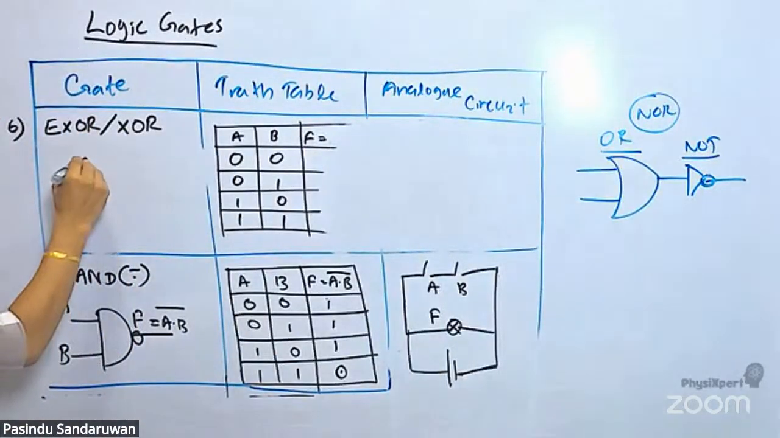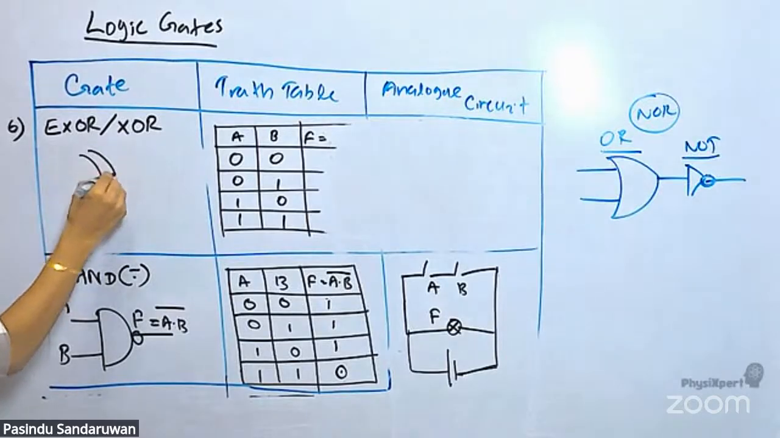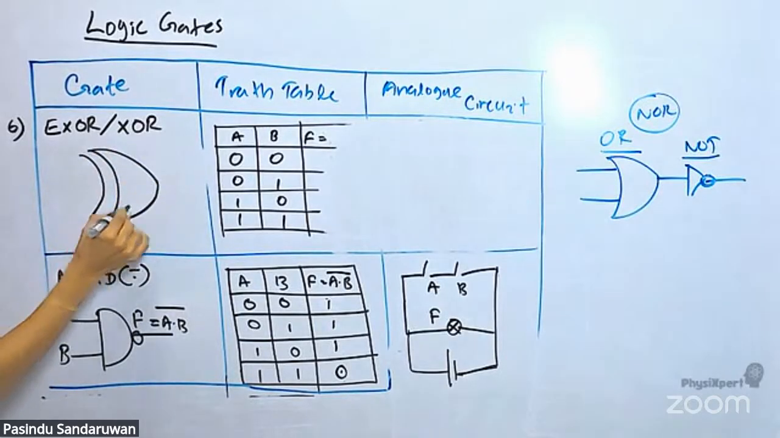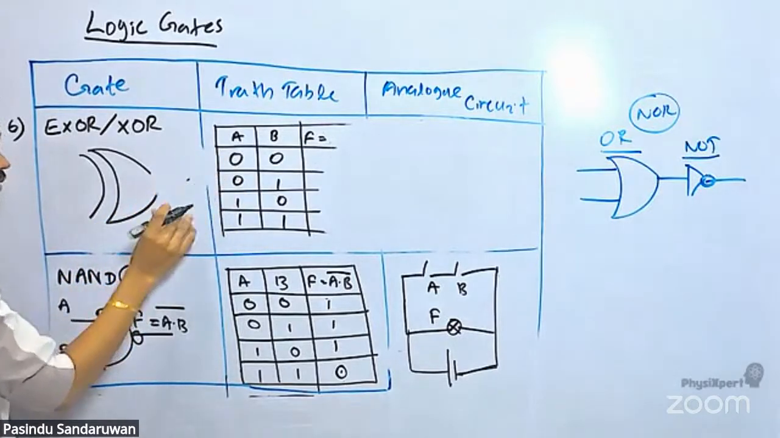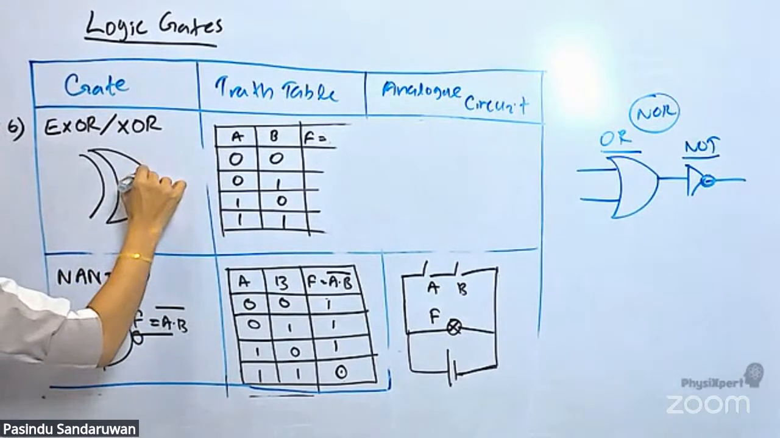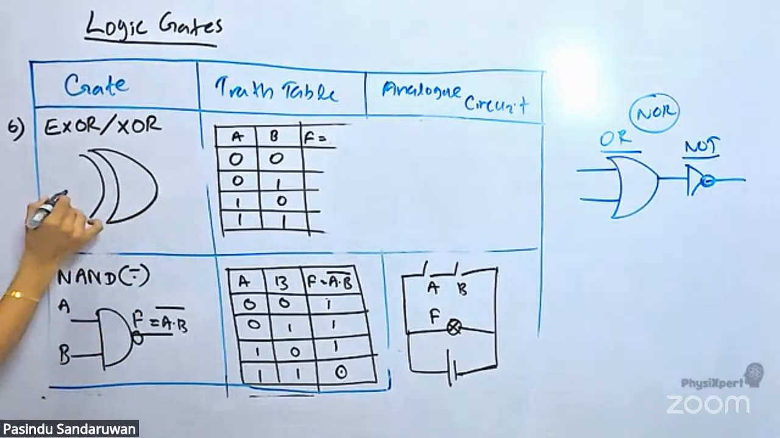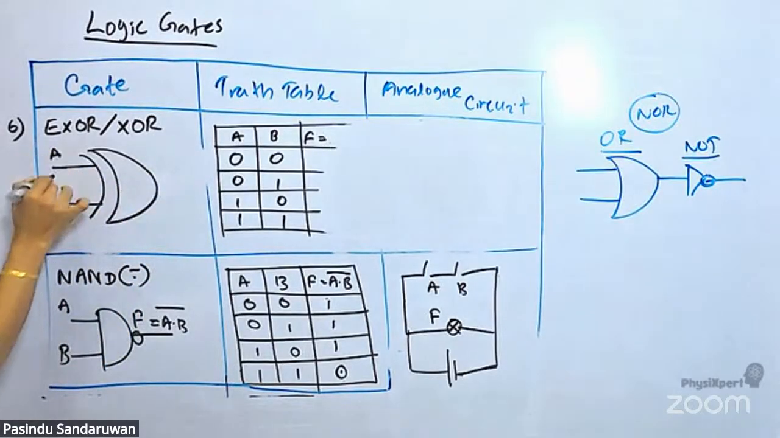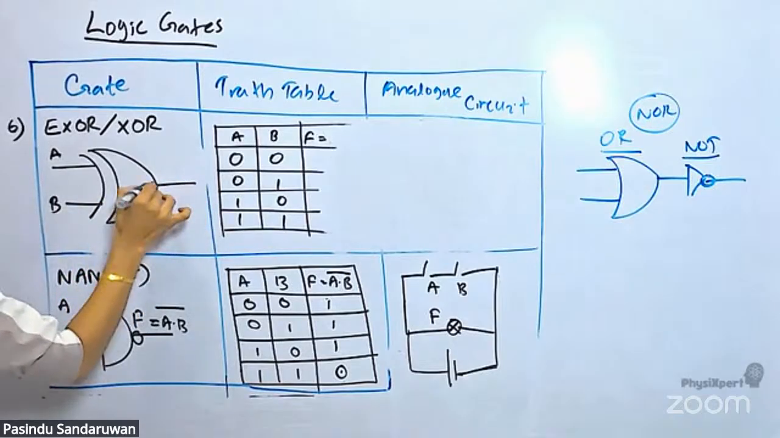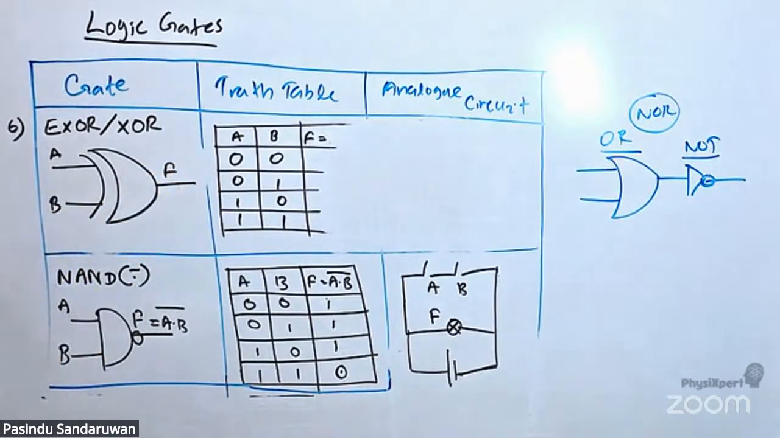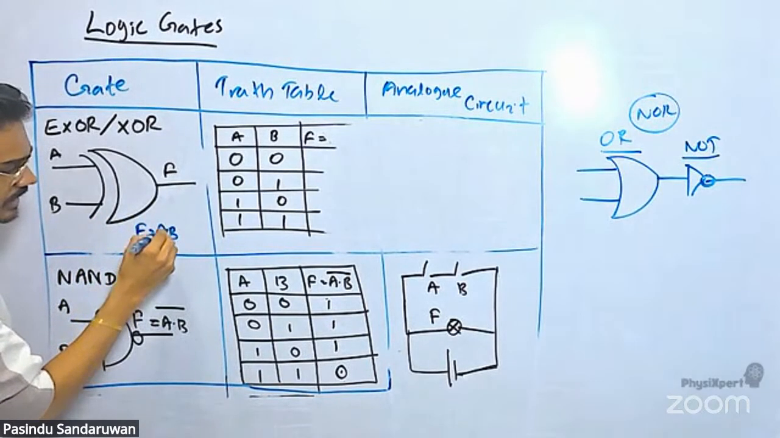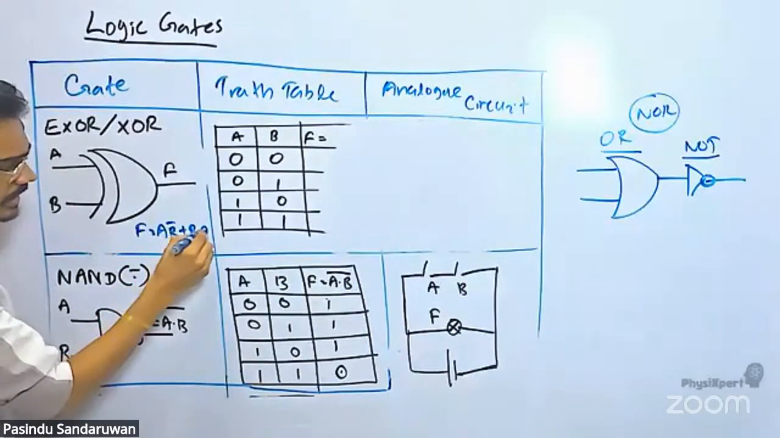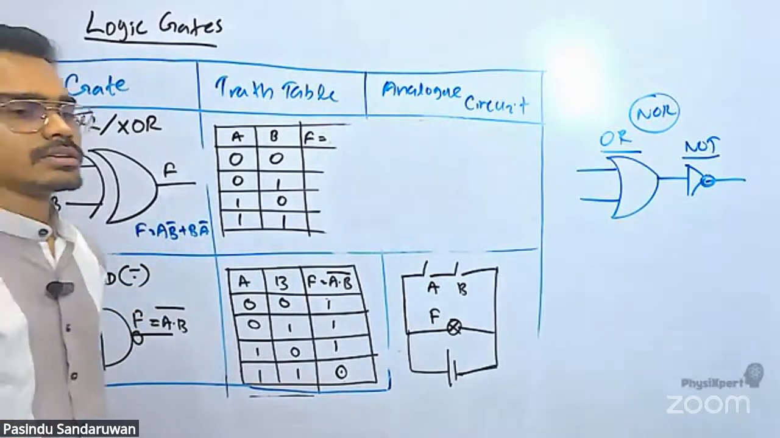This is a combination of two O gates, right? A combination of two O gates like this. Maybe symbol is this one, and F. Output is written as, listen, A B bar plus B A bar, right?